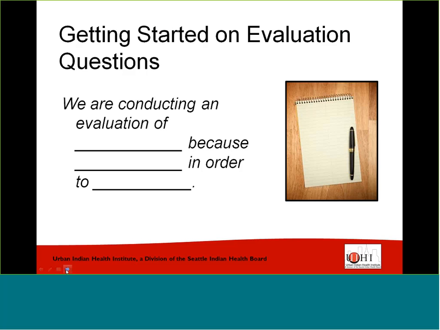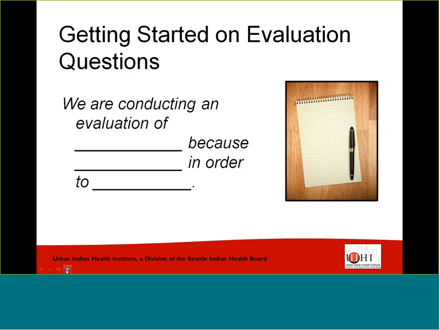There are three components we need to be able to identify before we can develop our evaluation questions. The first is what specifically we're evaluating. The second is why we are evaluating it. And thirdly, what we hope to accomplish with the evaluation results. Being able to complete this sentence is a good way to get started. For example, we are conducting an evaluation of our depression support group program because we want to know if clients' depressive symptoms change with participation in order to report program outcomes to our funder.